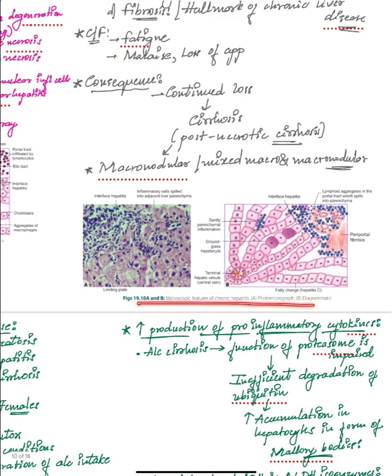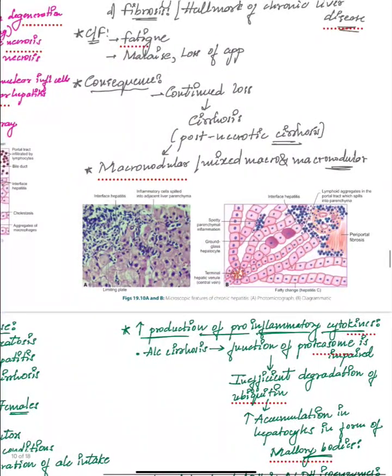These are the microscopic features of chronic hepatitis. As we can see, there is interface hepatitis, with inflammatory cells spilled into the adjacent liver parenchyma. And coming to the diagram, we can see there is periportal fibrosis, and lymphoid aggregates in the portal tract which spill into the parenchyma.